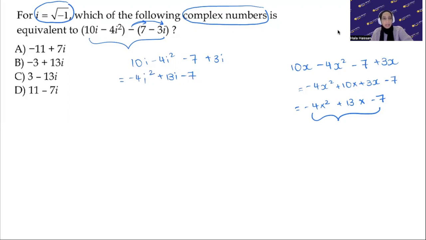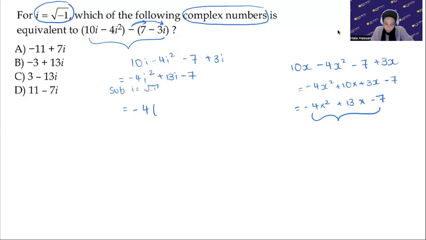Now, remember, i is equal to the square root of -1. So what we're going to do is substitute that for i. I'm going to sub i is equal to root -1 into wherever i is. Let's move that a little bit to the bottom so I have some space to work with. So it's equal to -4.